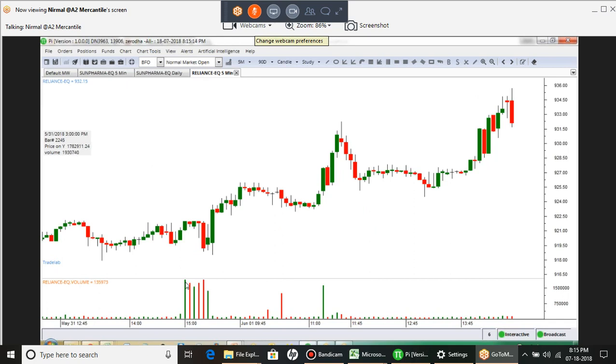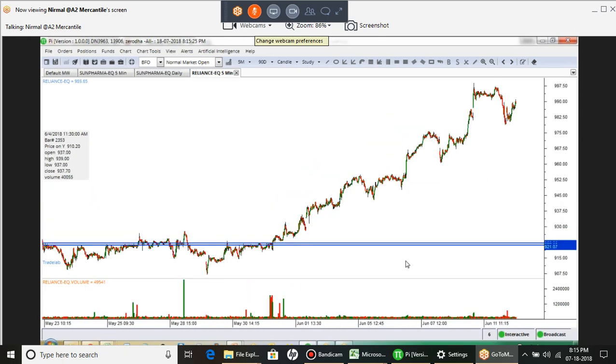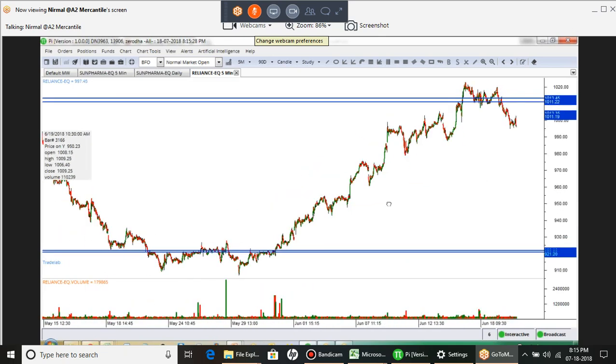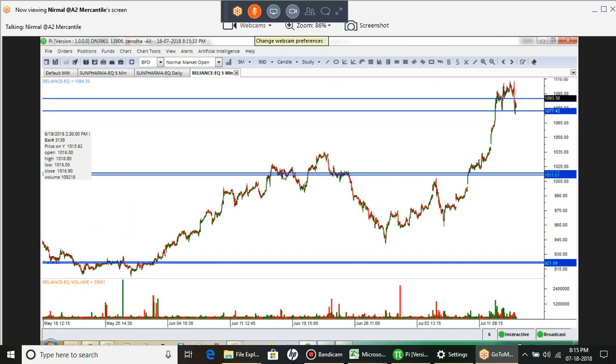So this one is the level at 3 p.m., roughly this area. So this is the May. This is the June, right? Now July has started. July started roughly at this place, second, right?